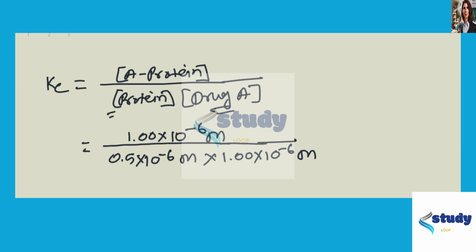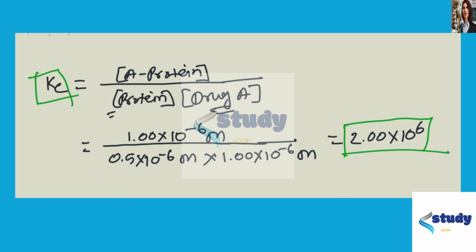And from here we can find the value of Kc, which will give us a value of 2.00 times 10 to the power 6. So this is the value of Kc for the protein reaction with drug A. Now in the same way we will calculate the Kc value for the reaction of protein and drug B.